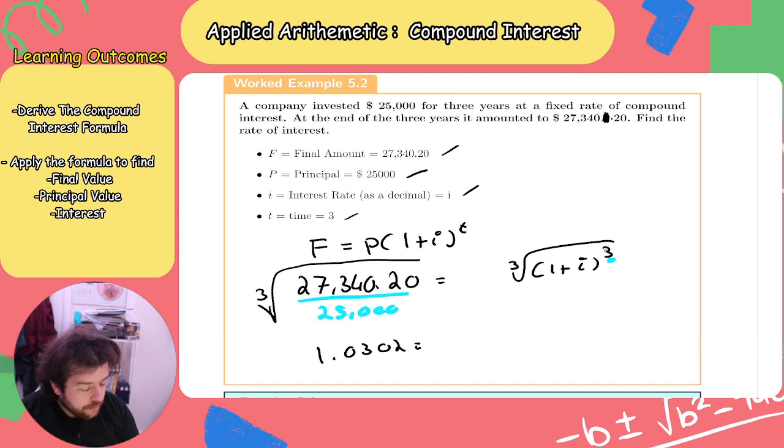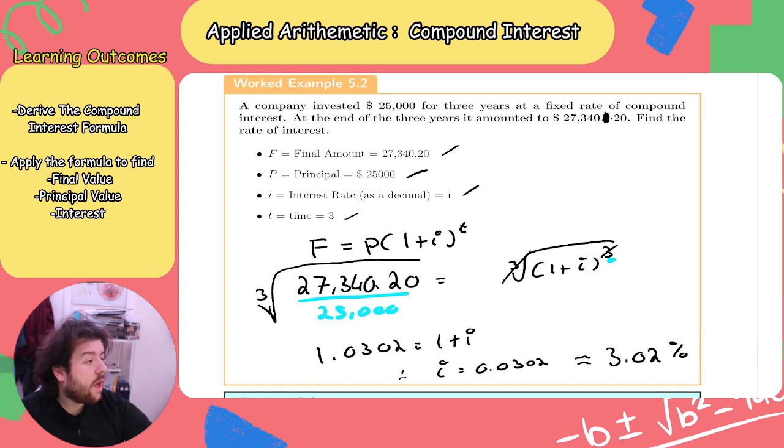So I'm cube rooting something that's cubed. They're going to cancel out. So 1.0302 is going to be equal to 1 plus I. Therefore, I is going to be equal to 0.0302, which, if we want to find the actual percentage, is 3.02%. So this company was earning 3.02% on their investments over the 3 years. So that's how it could be applied there.